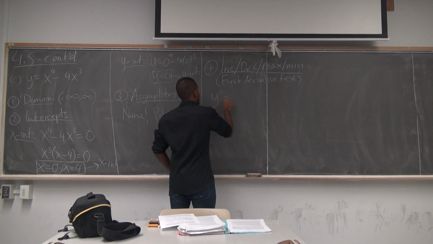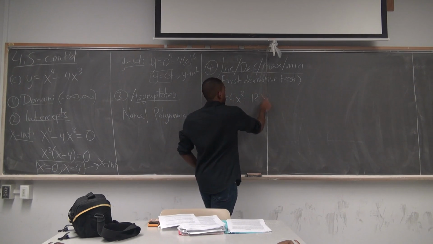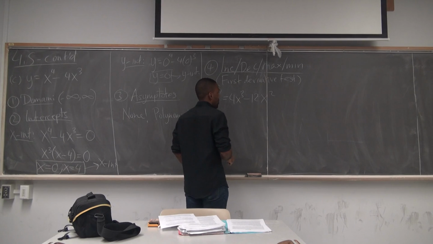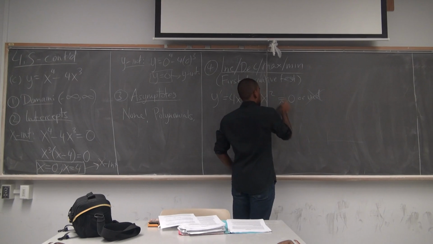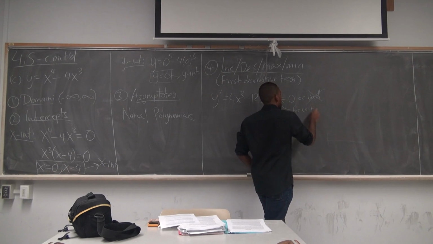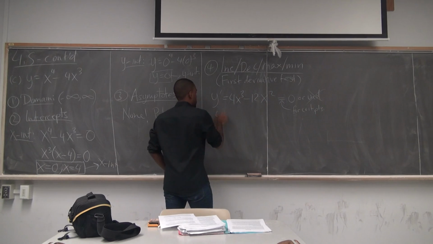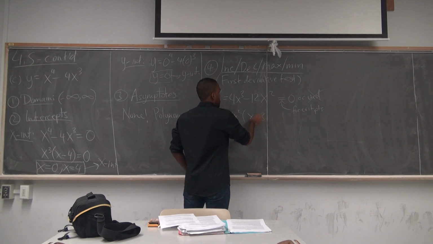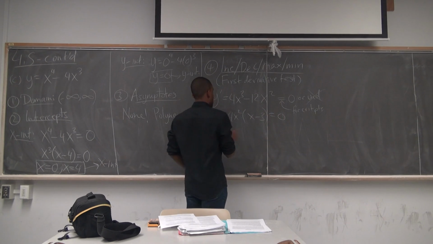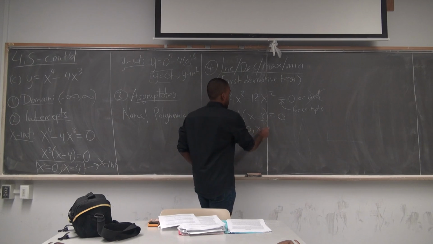So we're going to find the derivative, which is 4x to the third minus 12x. Then set equal to 0 or undefined, but it's a polynomial, it's never going to be undefined. So I set equal to 0 for the critical points. So I have 4x cubed minus 12x. You factor out 4x, then x squared minus 3 equals 0. So x equals 0, x equals 3.